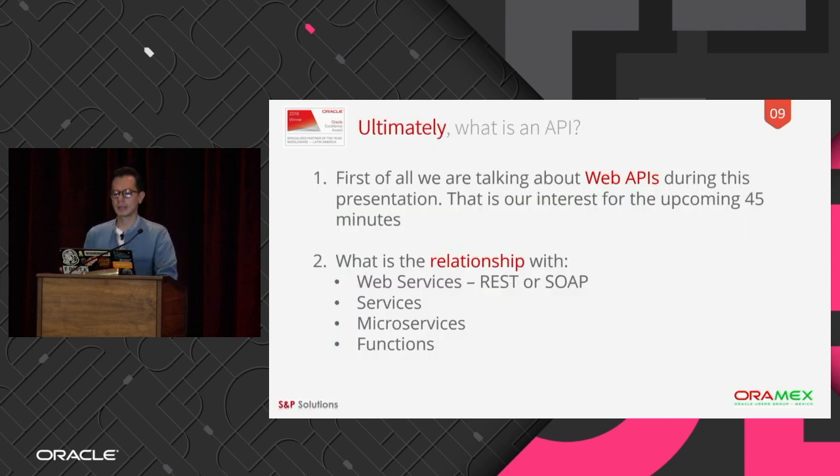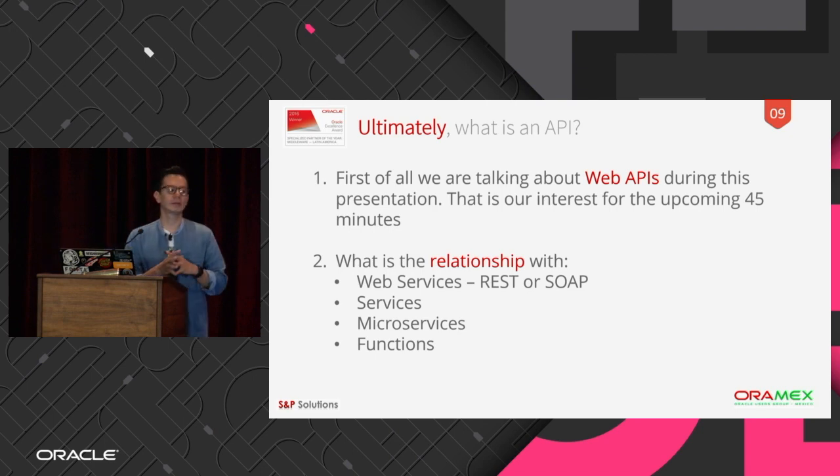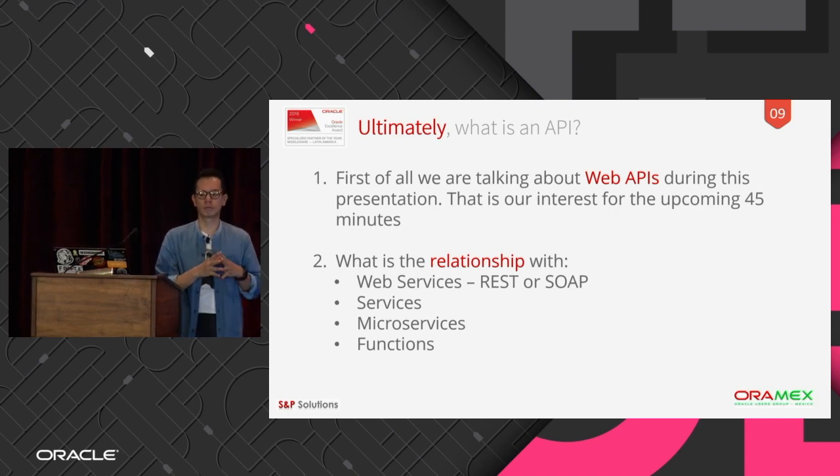But ultimately, what is an API? If I ask you, what do you think an API is? I am actually not going to give you a definition. You can go to Google and search. There are a lot of valid definitions of what a web API is. What I'm going to do is share with you this idea: an API is a product. Just keep in mind that idea. An API is a product of your organization.